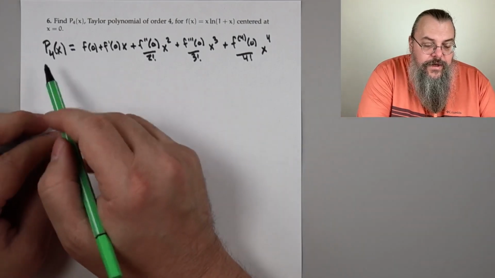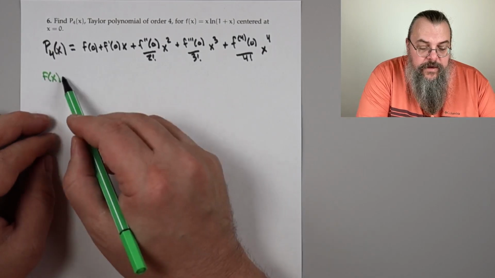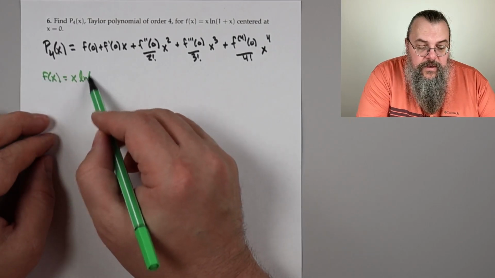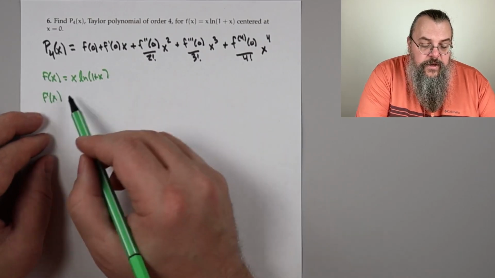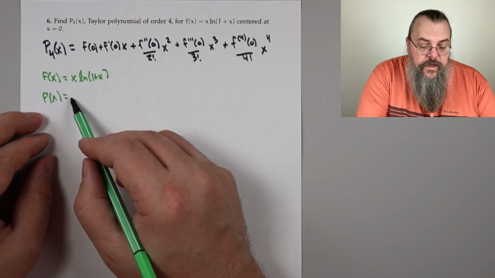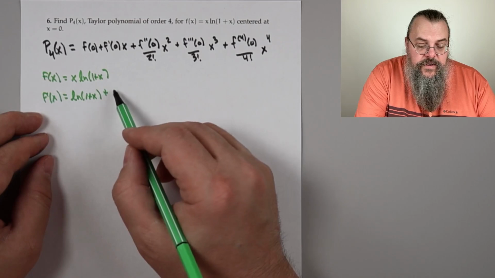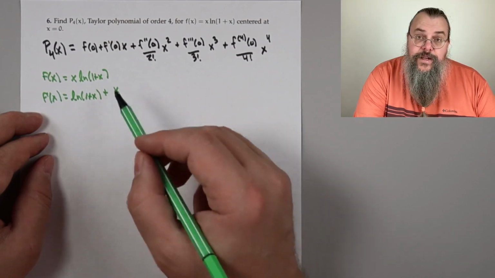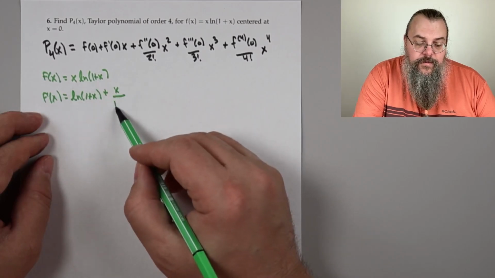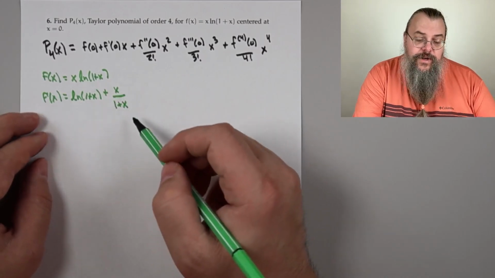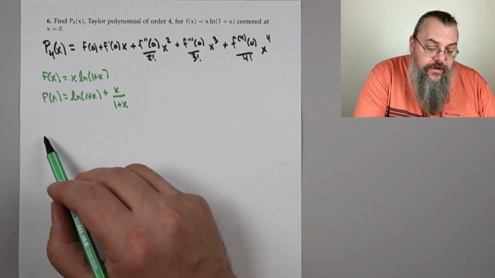Okay, so what can we say? We have to do lots of derivatives. So we have our x log 1 plus x. So first derivative, well, product rule, derivative of the first is 1 times the second plus the first times the derivative of the second. And now the derivative of 1 plus x inside the log is 1 over 1 plus x times the derivative of the inside, which is 1. Okay, what about second derivative?